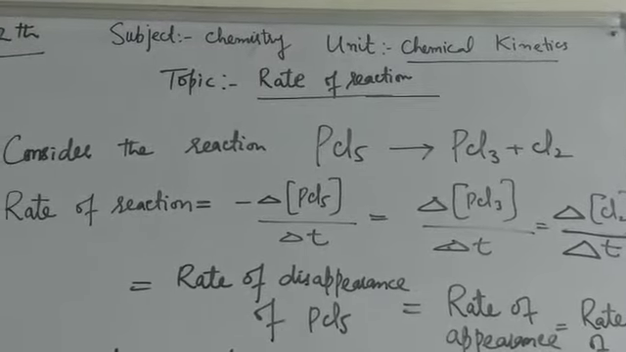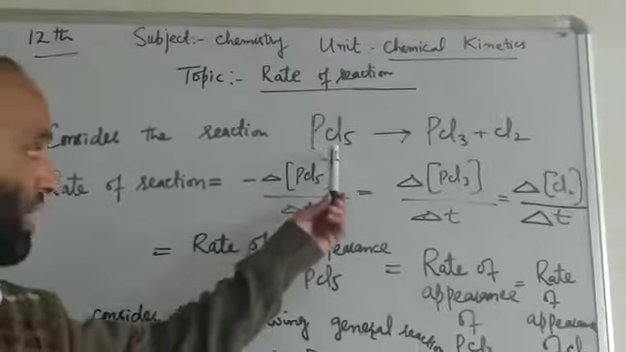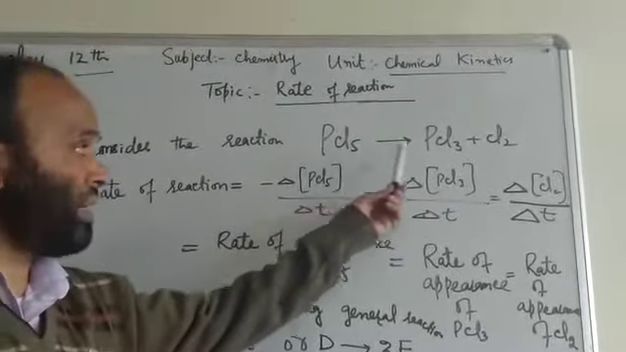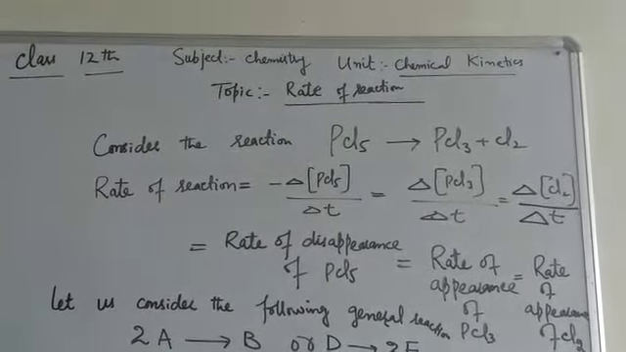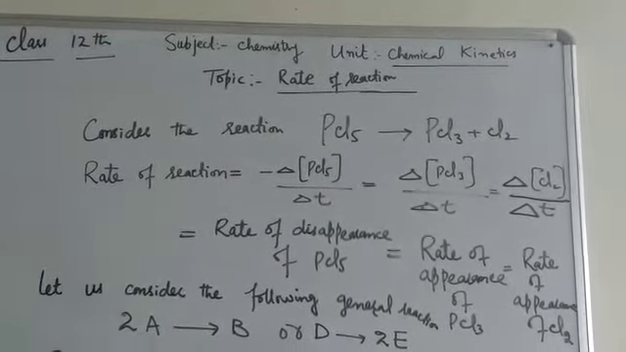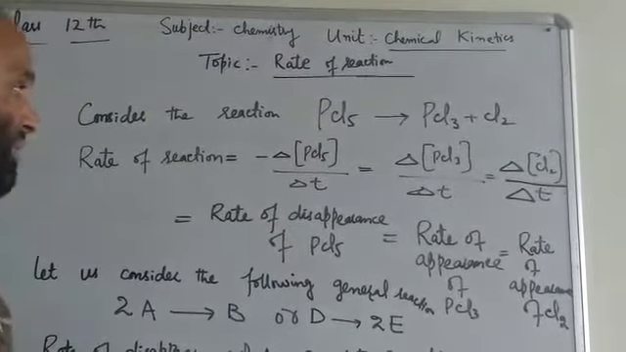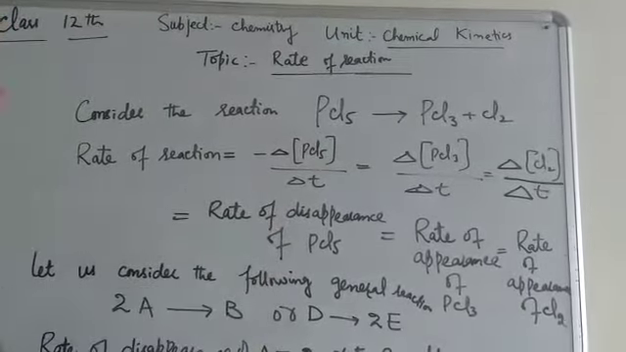Let us see how to determine the rate of this reaction in which the stoichiometric coefficients of both reactants and products are the same. This is a simple case of reaction. For this reaction, rate of reaction is equal to change in concentration of PCl5 divided by change in time.